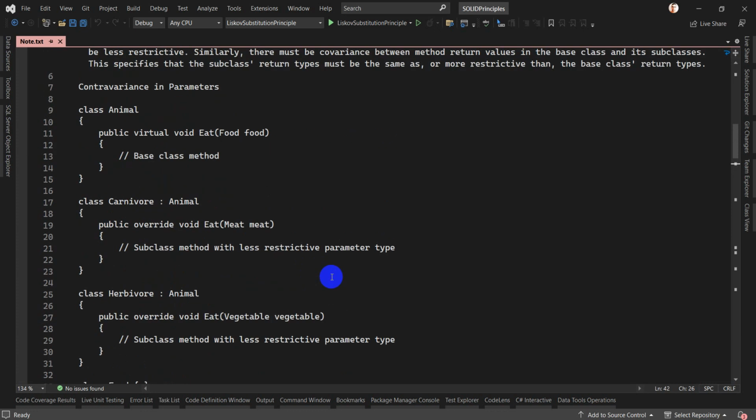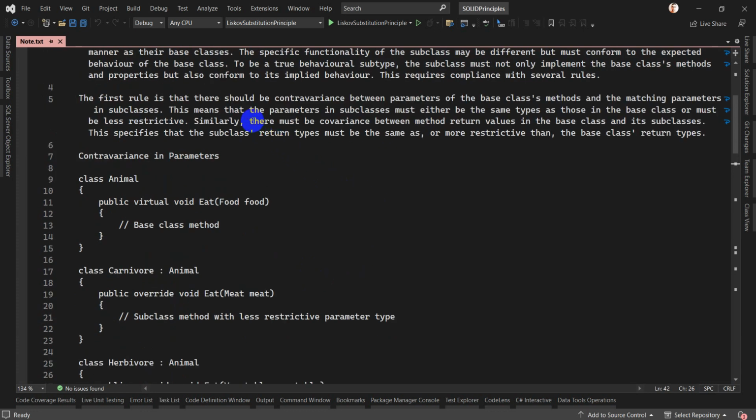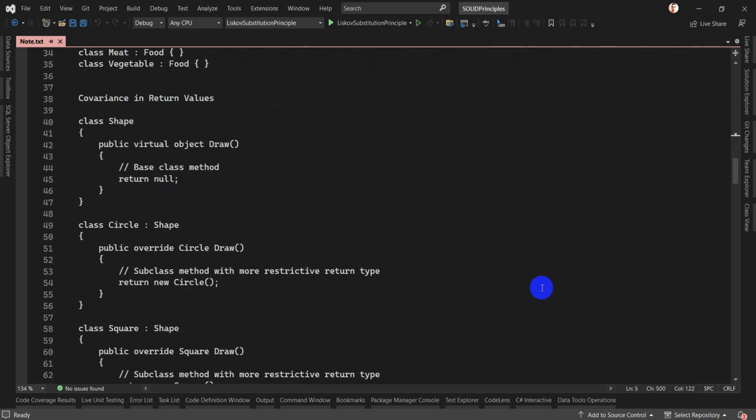Object is very general. Let's go over the rule one more time. There must be covariance between the method return values in the subclass and its superclass, or base class. This means that the return type of the methods in the subclass must be either of the same type or more restrictive than the return type of the methods in the superclass. Here, of course, Circle and Object are not of the same data type, but Circle in the subclass is more restrictive than Object in the superclass.